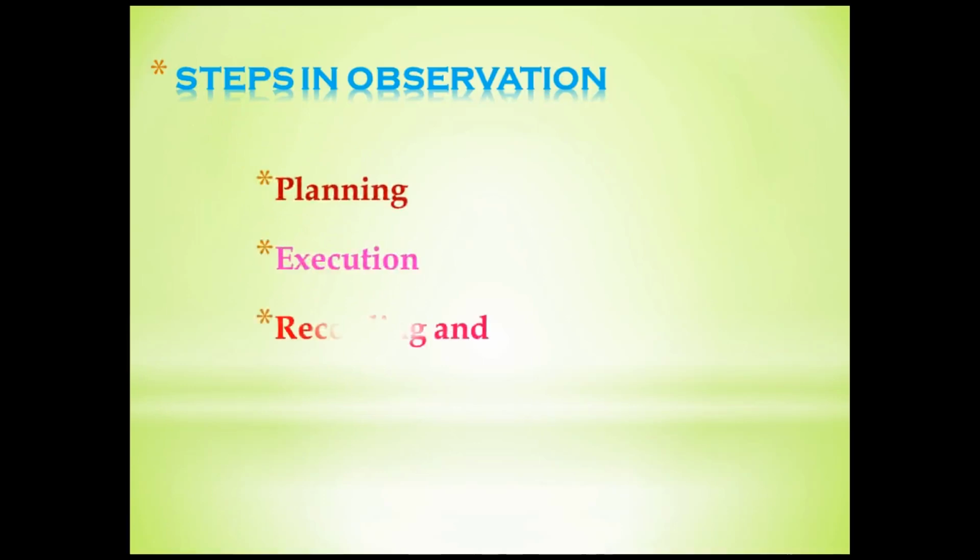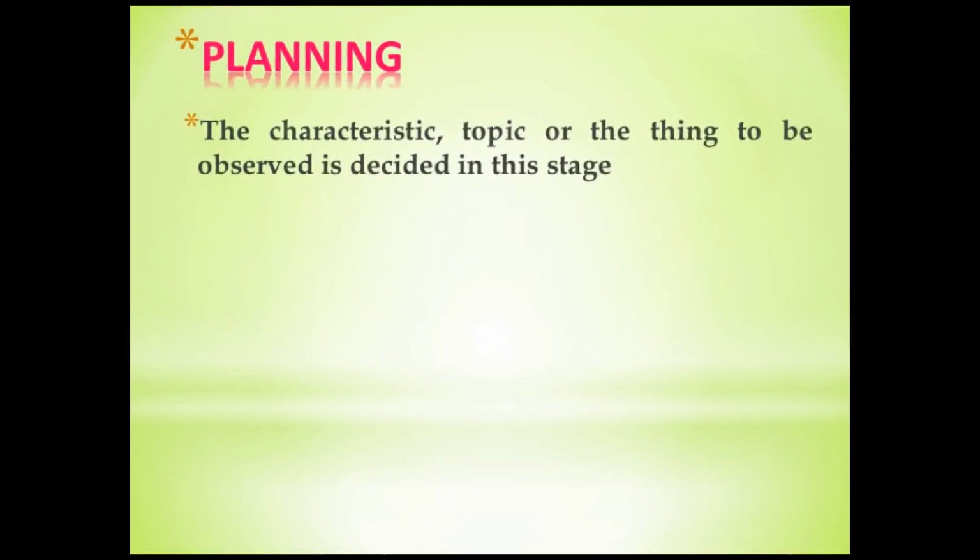Next, let us see the steps in observation. The steps in observation are planning, execution, recording, and interpretation. First, let us see about planning. In planning, the characteristic, topic, or the thing to be observed is decided in this stage.